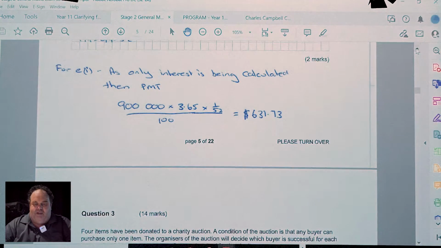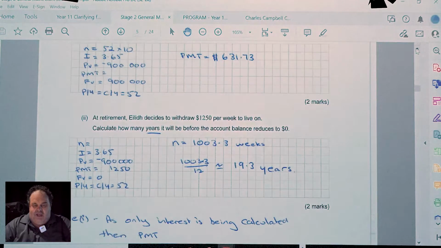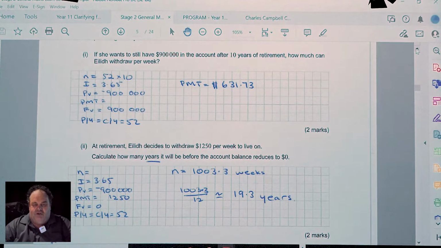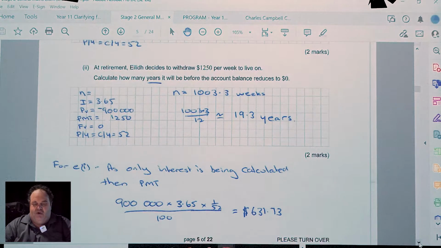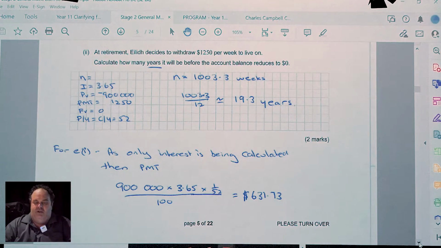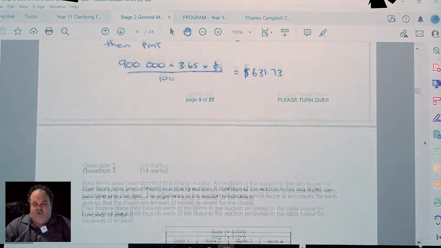A few people picked up when they were doing it that for part E1, which is why I've got a solution down the bottom, that it is just a simple interest calculation for 1 year, or equivalent to 1 year, or per week. So that's why you could do it as simple interest. But the students are probably going to choose to do the other calculation. That's what they're used to seeing.